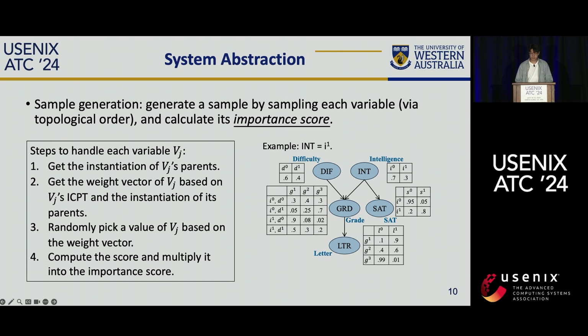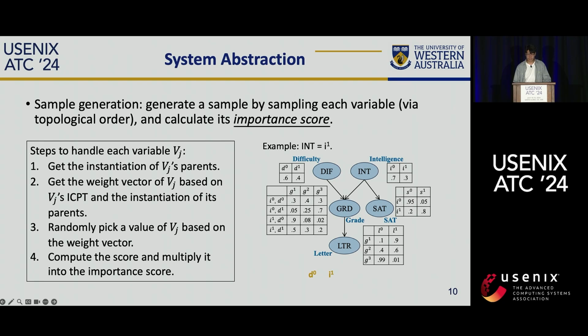For example, suppose the evidence variable is I equals I1, and suppose that the ICPT of each variable is a CPT. So first, for difficulty, the weight vector is this. We may pick D0 or D1, and suppose here we pick D0. Most algorithms directly instantiate the evidence variables as their observed state.